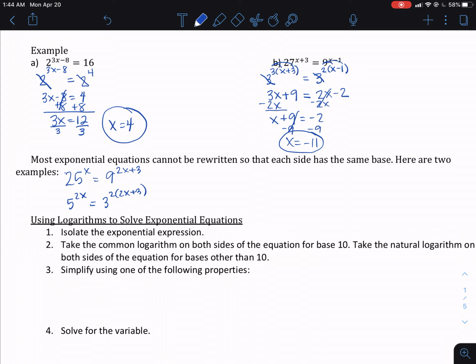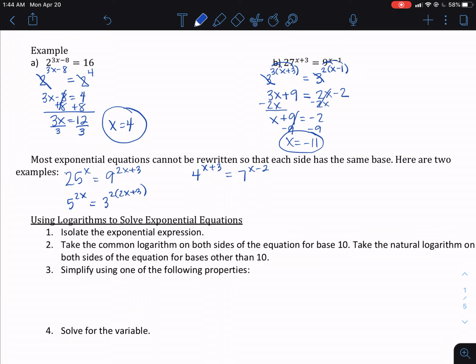Another example would be 4 to the x power plus 3 equals 7 to the x minus 2. Again, we can't rewrite those so they have the same base.